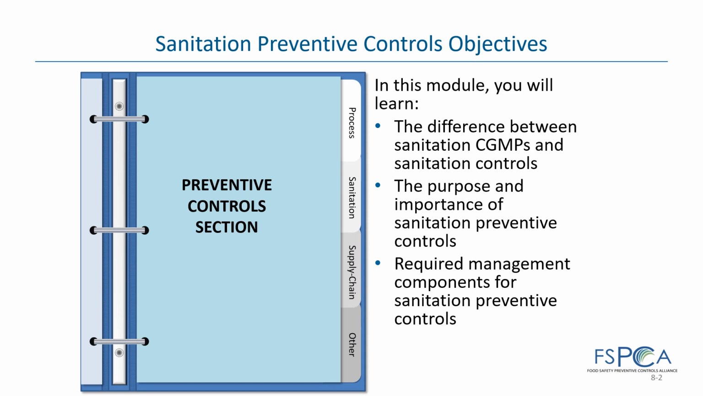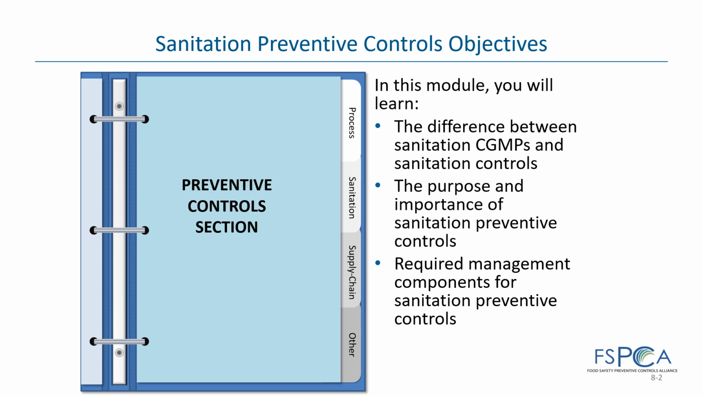One of the big objectives that we want you to walk away with is understanding the difference between sanitation CGMPs and sanitation preventive controls. And if you already understand the difference between CGMPs and preventive controls, you're probably on the right track for understanding the difference between sanitation CGMPs and sanitation controls. We read a lot about general cleanliness and general sanitation in the CGMP chapter in Chapter 2, and now we're going to take a look at what that might look like in the form of a preventive control.